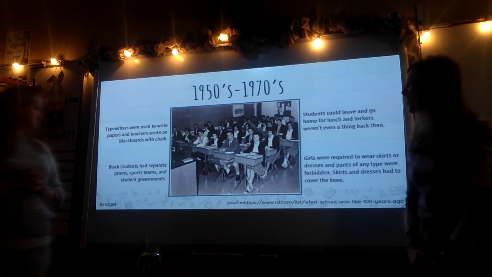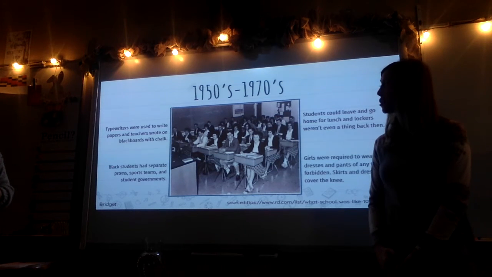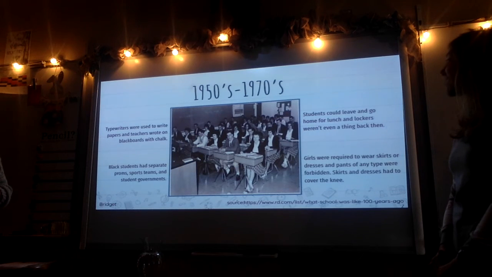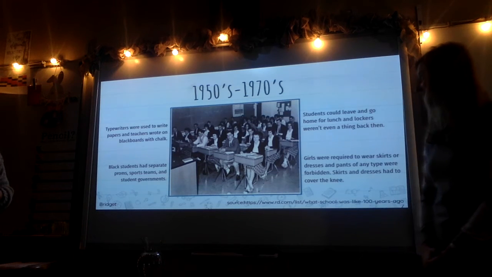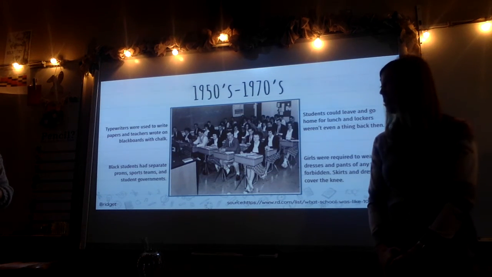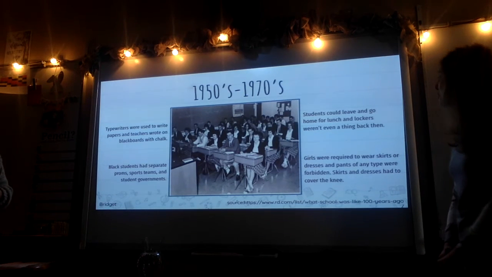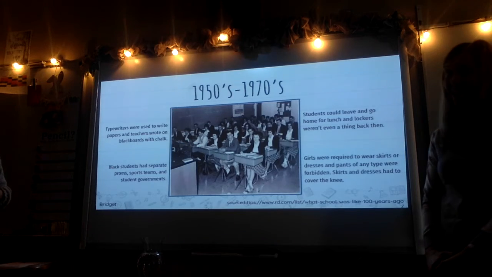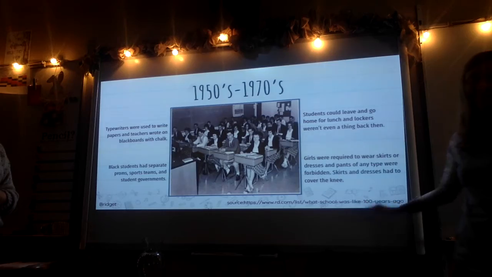Moving on to the 1950s to the 1970s, typewriters were used to write papers, and teachers wrote on blackboards with chalk. Also, students could leave and go home for lunch, and lockers weren't even a thing back then. Next, Black students had separate proms, sports teams, and student governments. And girls were required to wear skirts or dresses, and pants of any type were forbidden. Skirts and dresses had to cover the knee. And again, you can see my name is on the bottom, and my source is listed over here as well.